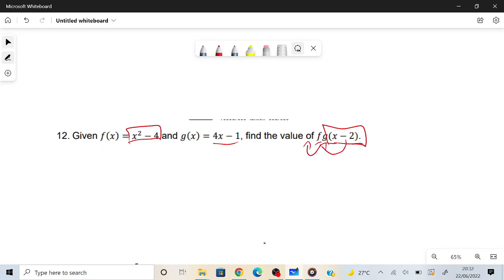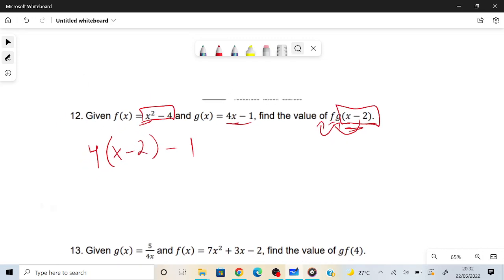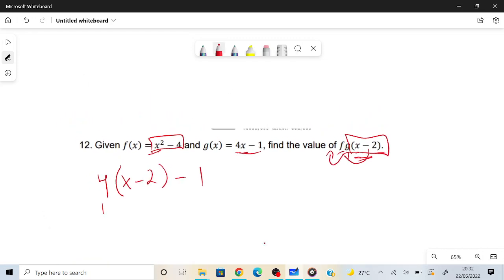What I mean to say is, let's put the x minus 2 into our g first. This would be 4 into x minus 2 minus 1. Now, as you can see, we're still using the same 4. We still have the 4 over here. We still have a minus 1 over here. It's just that the x has been changed to x minus 2.